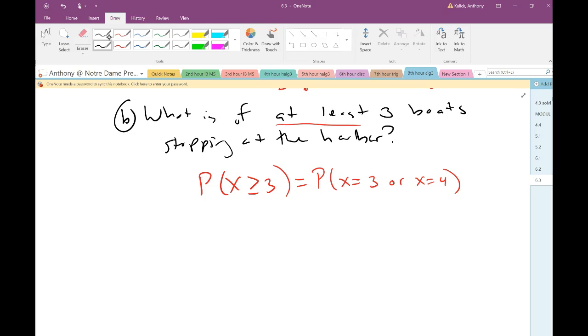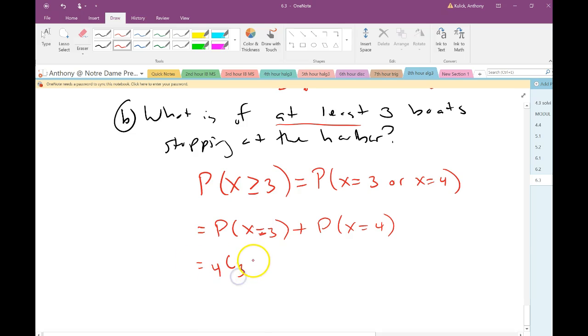So there's a property of probabilities called the law of mutual exclusion. Your textbook calls it the addition rule for mutually exclusive events. It says if the events are mutually exclusive, meaning that they can't happen at the same time, like I can't have 3 boats stopping and also 4 boats stopping all at the same time, we can treat this as an addition problem. So the or really becomes an addition. Okay, so this we can do.